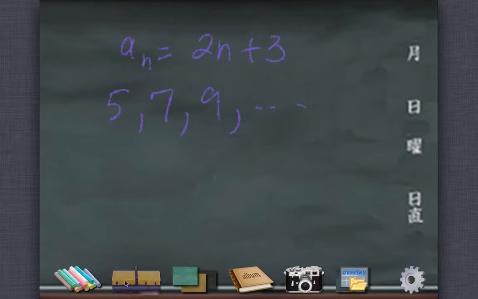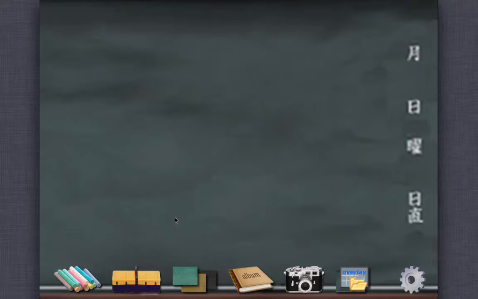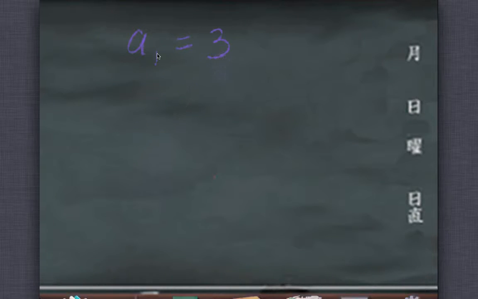So a sub n is, say, 2n plus 3. Then you would say a sub 1 is 5, a sub 2 is 7, a sub 3 is 9, and so forth. On the other hand, you can have sequences defined in terms of previous terms. So if I said, for example, a sub 1 is 3, and a sub n is 2 times a sub n minus 1 plus 1 for n greater than 1.